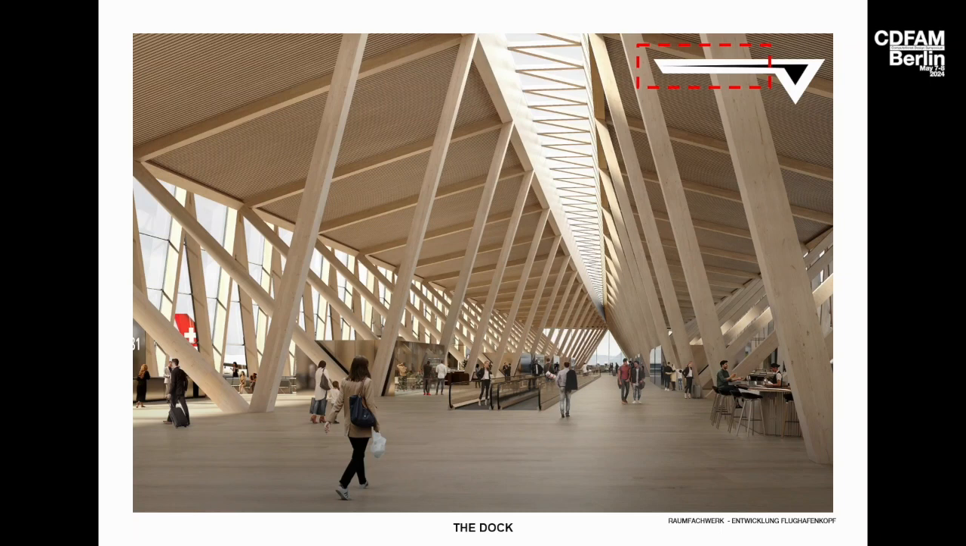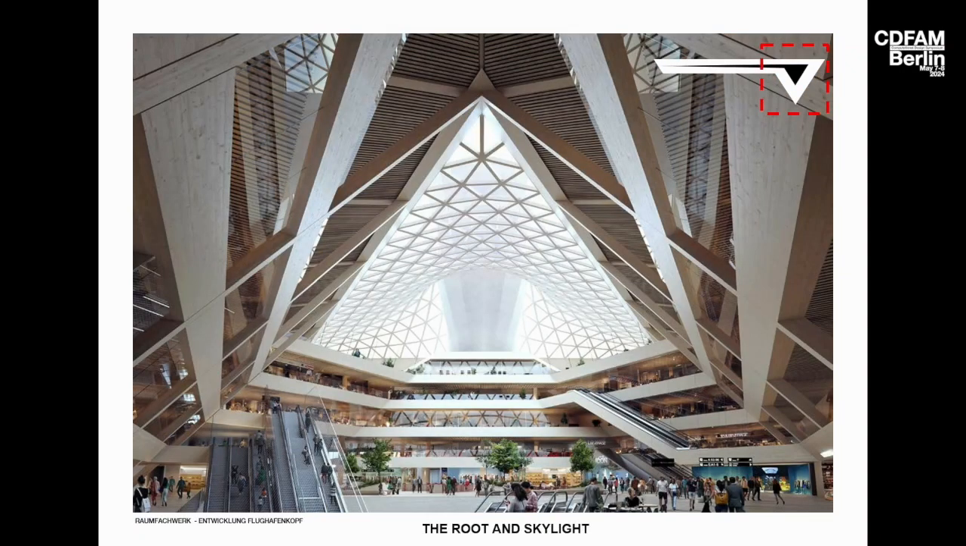Then, as you see in the image, we have a skylight which divides the dock into two parts, and that skylight increases in width and in its pitch from the west to the east, and then it becomes a triangular skylight in the root, which you see on the next slide. The root, as it is called, is the triangular node between the dock and the existing buildings. Both parts of the project have a very distinct character due to the exposed timber structure.